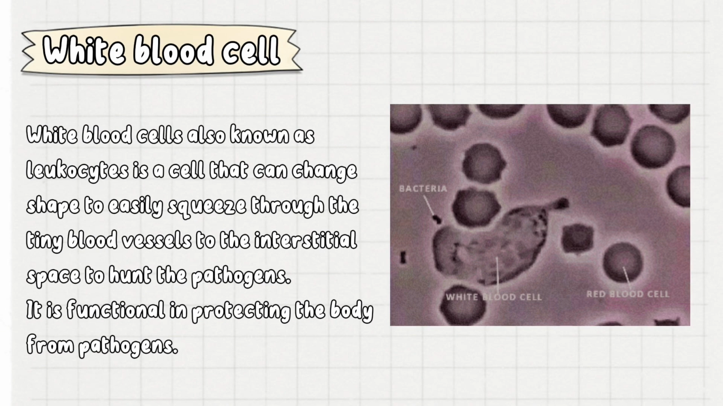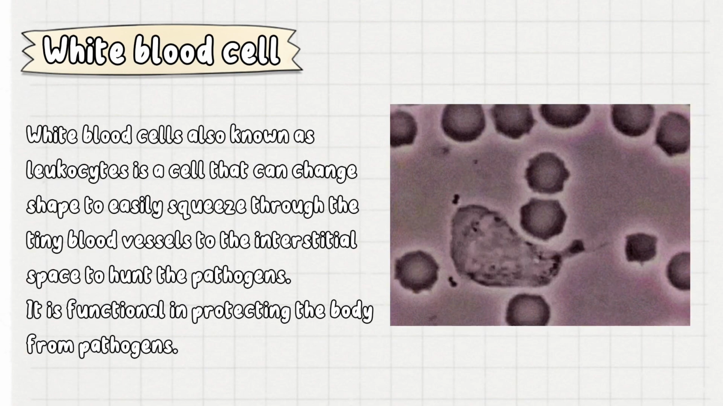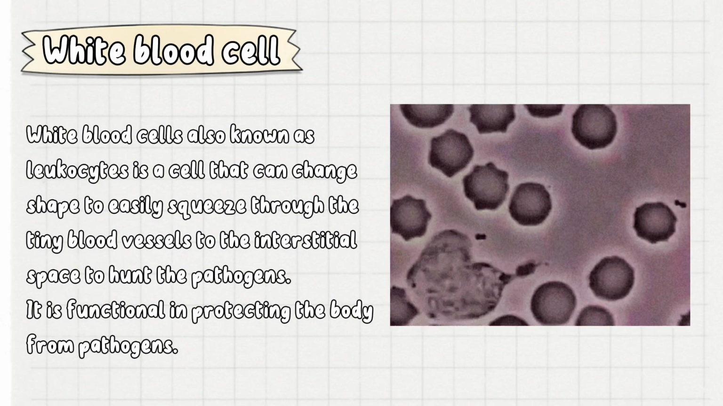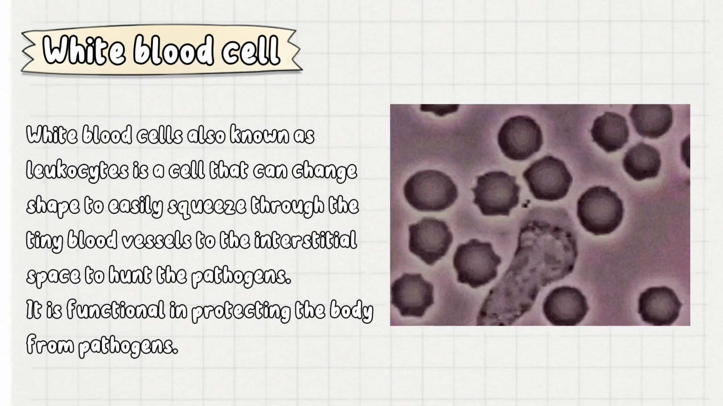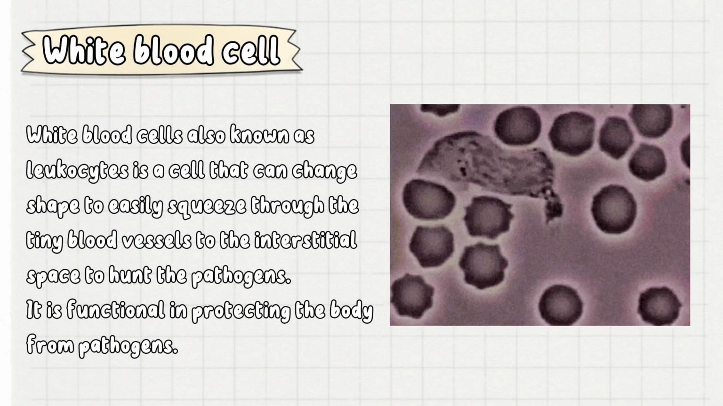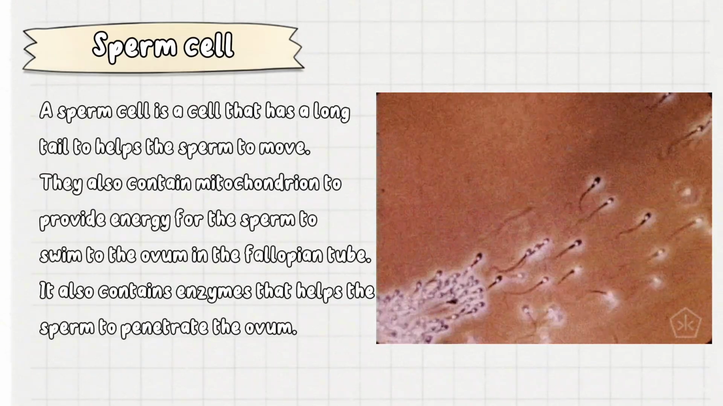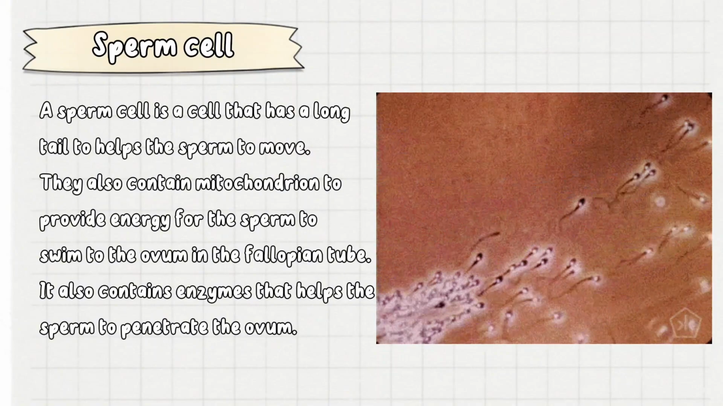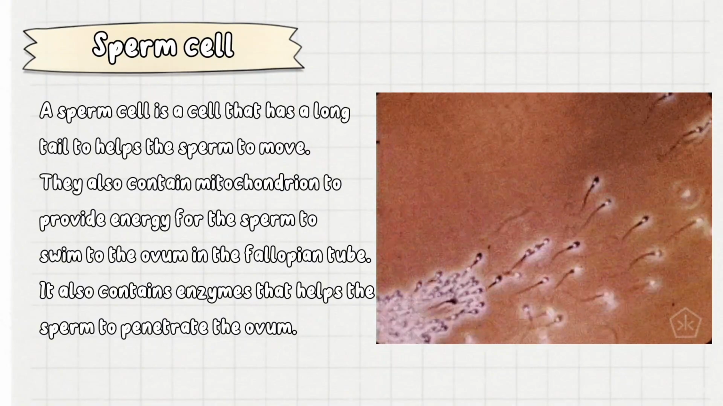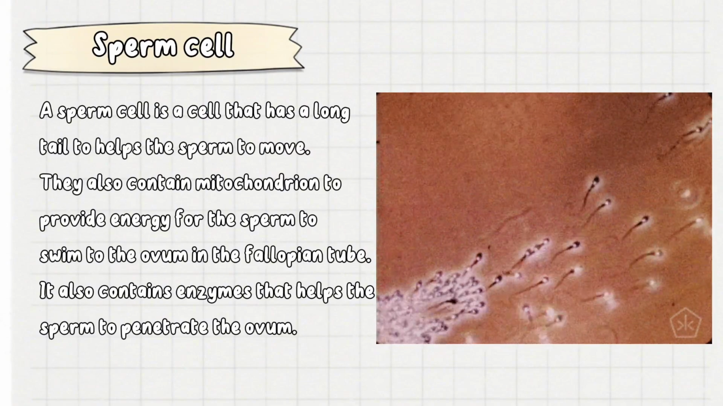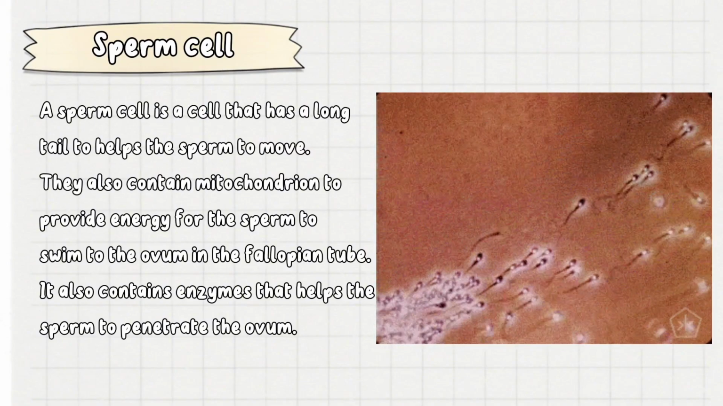White blood cells, also known as leukocytes. It is a cell that can change shape to easily squeeze through the tiny blood vessel to the interstitial space to hunt the pathogens. It is functional in protecting the body from pathogens. A sperm cell is a cell that has a long tail to help the sperm to move. They also contain mitochondria to provide energy for the sperm to swim to the ovum in the fallopian tube. It also contains enzymes that help the sperm to penetrate the ovum.